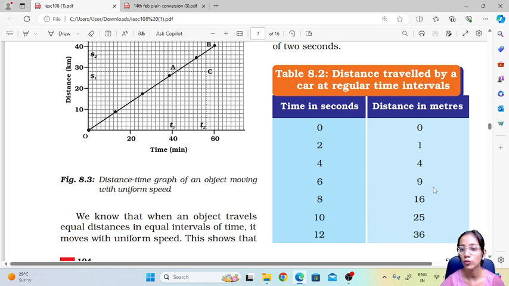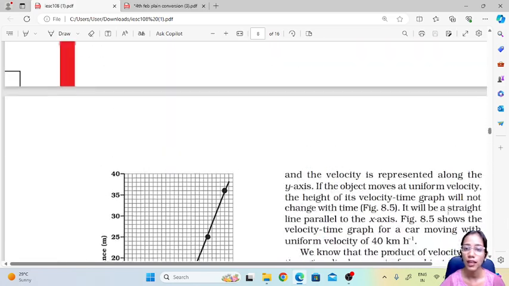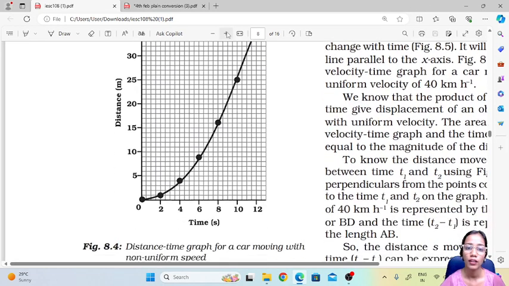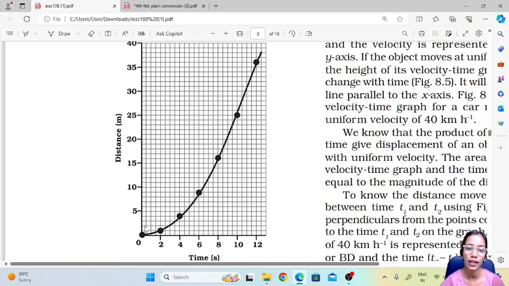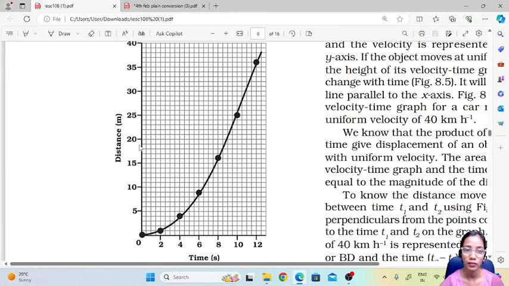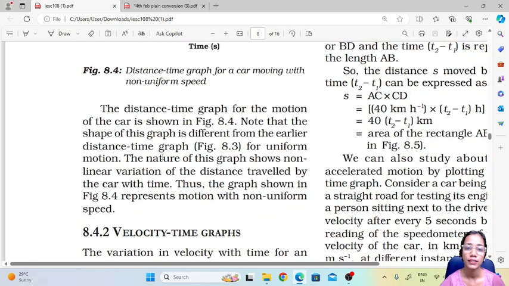So this is not uniform. The distances covered are non-uniform, unequal distances. So in this case, this is the graph plotted from this table. Here we can say that this is not a straight line graph. This graph is a non-linear graph. Same way you have to plot, but when you join all the points you will not get a straight line. So for non-uniform motion you get a non-linear variation of the graph.